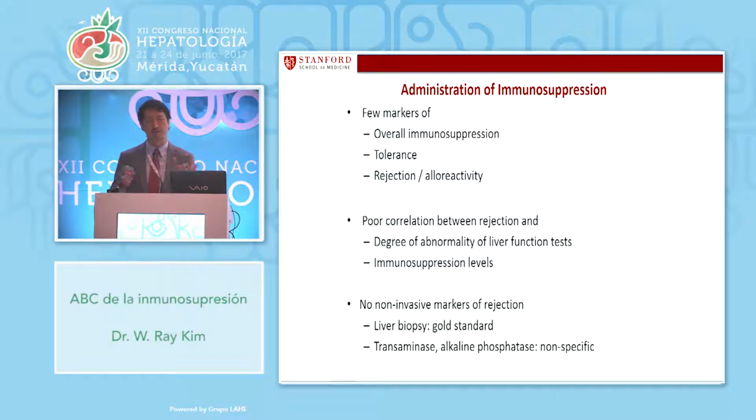So again, this is where the experience of the transplant hepatologists comes in, that you look at the patient and lab data overall and make a decision whether you need more or less immunosuppression. There are no non-invasive markers of rejection, as we talked about. Liver biopsy remains the gold standard. Transaminases, alkaline phosphatase, those kinds of blood tests are non-specific and not directly indicative of rejection.